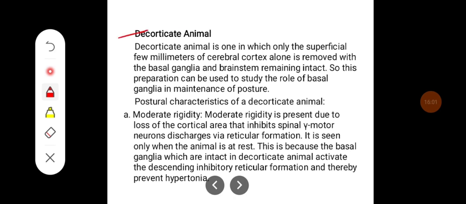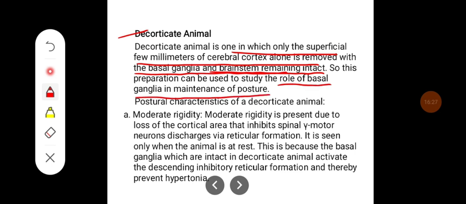Coming to the decorticate animal, the decorticate animal is one in which only the superficial few millimeters of cerebral cortex alone is removed, with the basal ganglia and brainstem remaining intact. So here only the cortex is removed, with the basal ganglia and brainstem remaining intact. So this preparation can be used to study the role of basal ganglia in maintenance of posture.